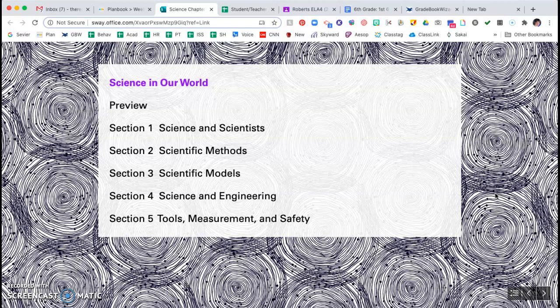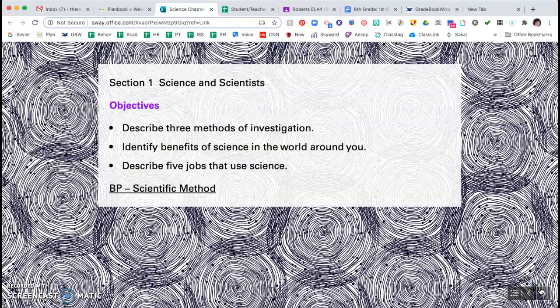We are going to begin with Section 1, which is Lesson 1. That's why the directed reading that goes along with it is labeled DR 1.1. So in this section, we have Science and Scientists. And there are 3 objectives that you should know by the end of the lesson. The first, you should be able to describe 3 methods of investigation. You should be able to identify benefits of science in the world around you. And you should be able to describe 5 jobs that use science.